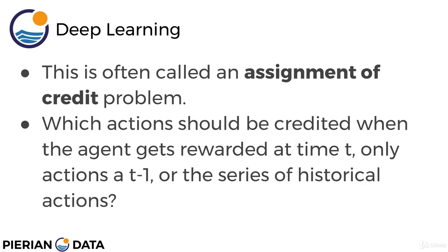Now, this is often called an assignment of credit problem. Which action should actually be credited when the agent gets rewarded at time t? Should it be only the action that happened right before it at t minus 1, or the entire series of historical actions? And a lot of times, this depends on the actual environment that your agent is working with.